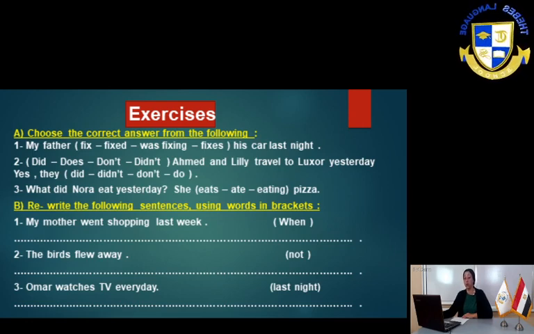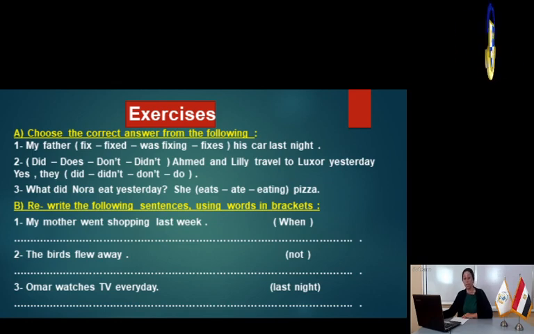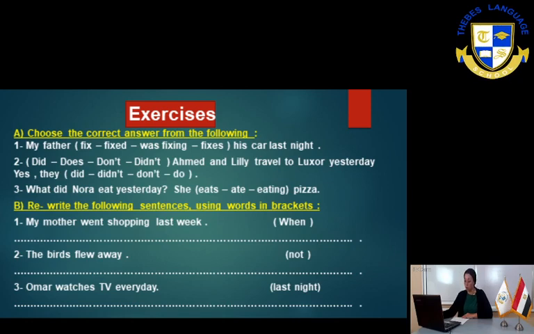The birds flew away. Use not. That means that you're going to turn this sentence into the negative form. And we said, what is the word that we can use to turn the verb in the past into the negative? Yes, very good, didn't. So the answer is going to be, the birds didn't fly away, because after didn't, the verb should come in the stem form. Omar watches TV every day. Please use last night. Omar watched TV last night. That means that we turned this sentence, which was in the present simple, into the past simple, by adding ed to the end of the verb.